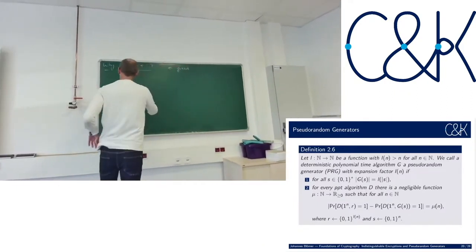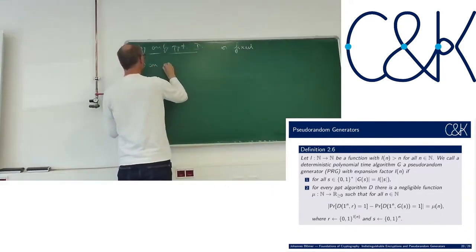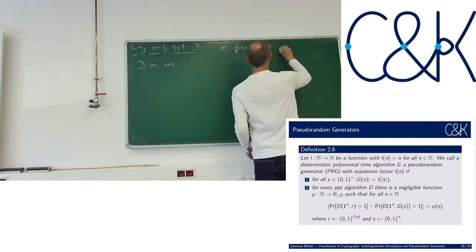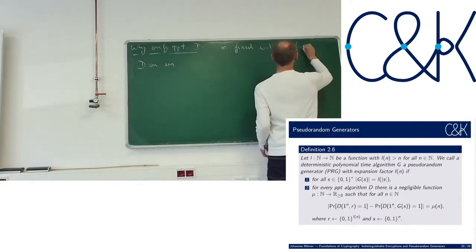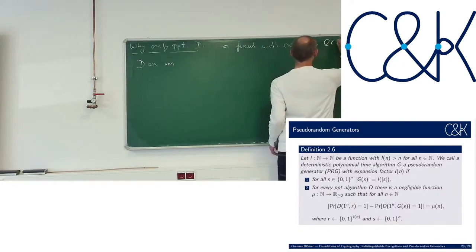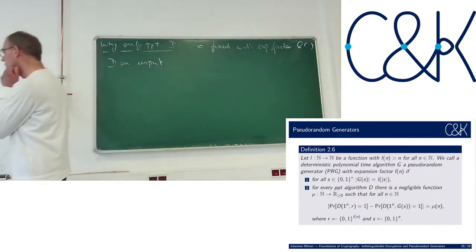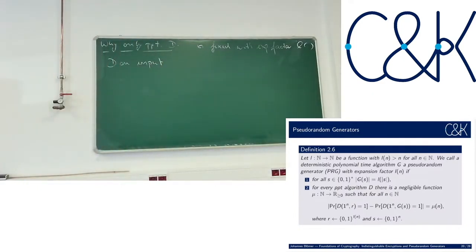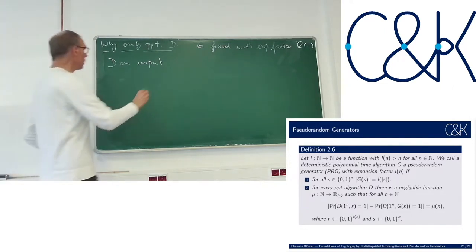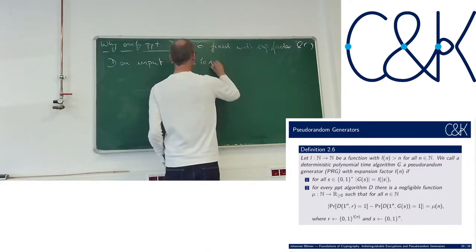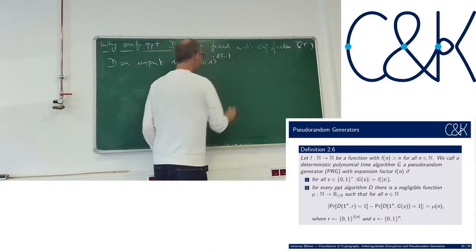And then we do D with expansion factor L. D on input 1 to the n, and now it expects some element of length L of n. So D on input 1 to the n and R in 0,1 to the L of n.